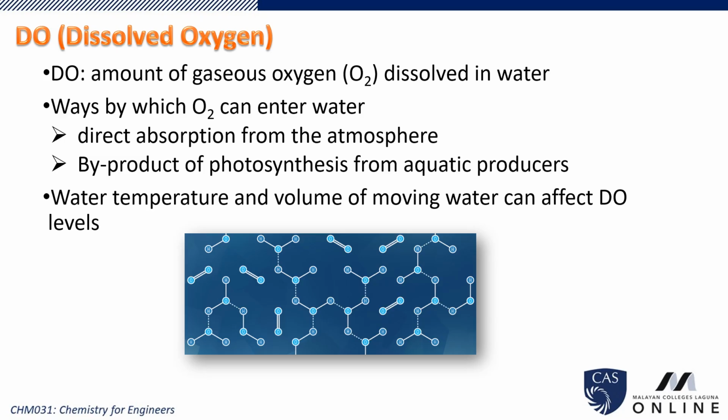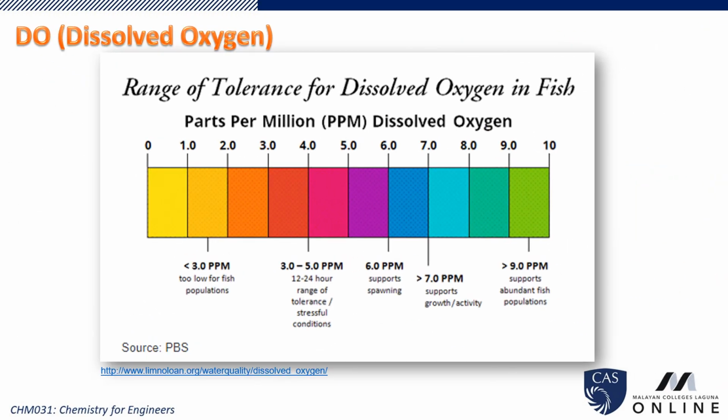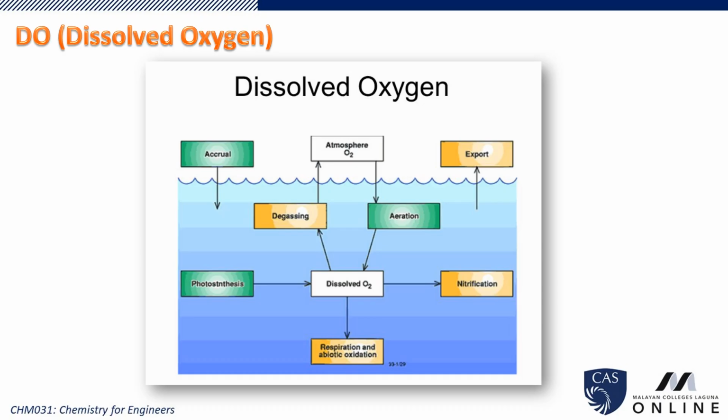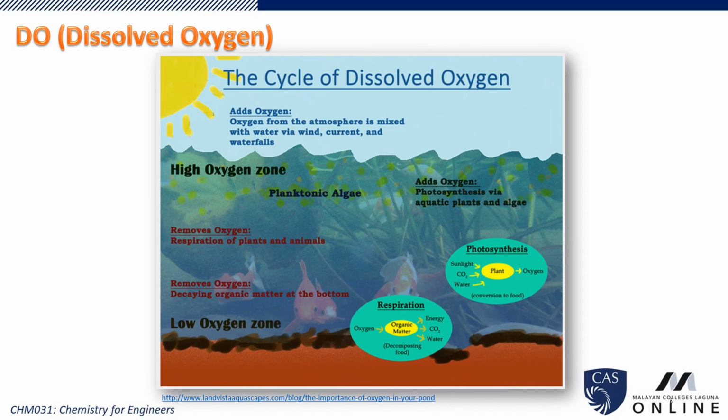Dissolved oxygen is influenced by temperature and water movement. Higher temperature reduces oxygen solubility, while flowing water increases oxygen levels. Oxygen from the atmosphere is mixed with water via wind, current, and waterfalls.